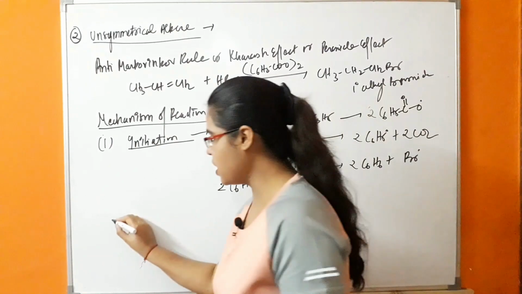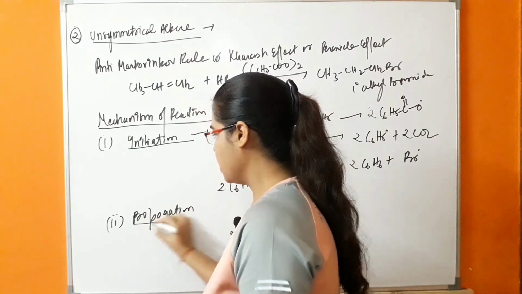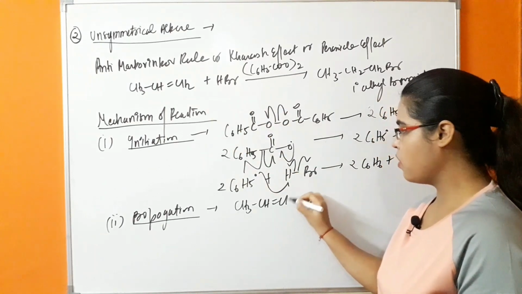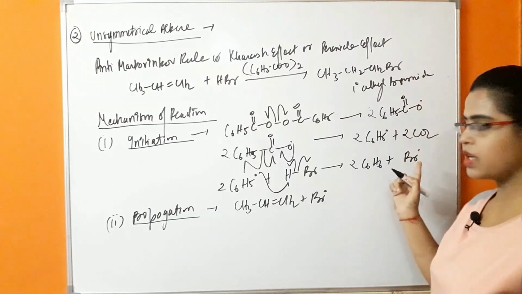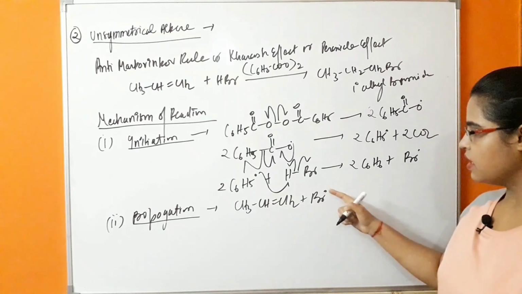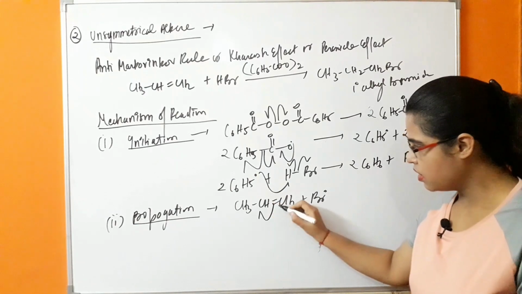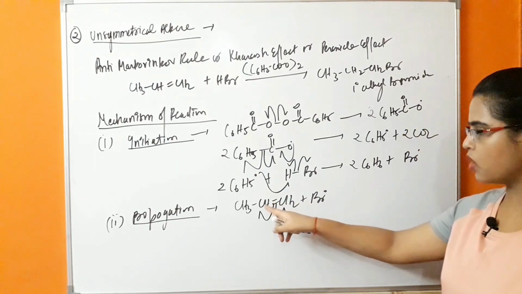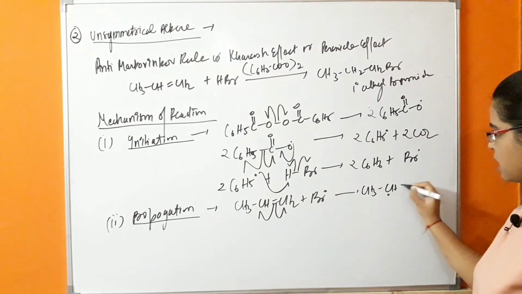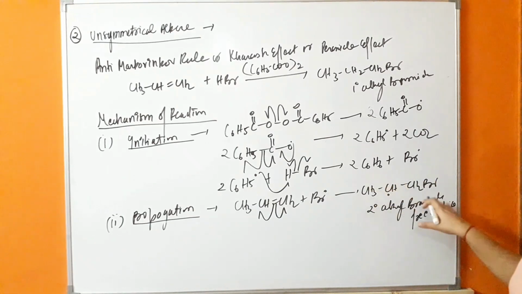So the second step will be propagation. In propagation, this unsymmetrical alkene CH3 CH double bond CH2 will react with this Br free radical. So what will happen? This will initiate the homolytic fission of this pi bond. Because of that, an odd electron will come on both the carbons, due to which CH3 CH free radical CH2 Br will form. So in this case, a secondary alkyl bromide free radical is forming.